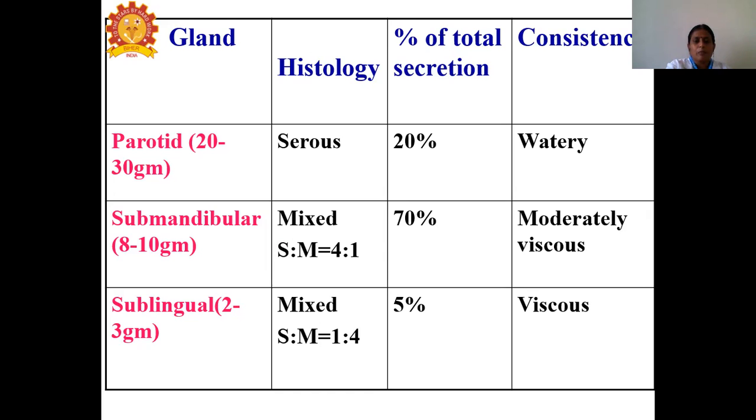And next one is the sublingual gland. The weight of the sublingual gland is 2 to 3 gram. It is a mixed gland. The serous cell to mucus cell ratio is 1:4. So mucus cells are predominant in the sublingual gland, and it secretes viscous secretion. The total percentage of secretion by the sublingual gland is 5%.